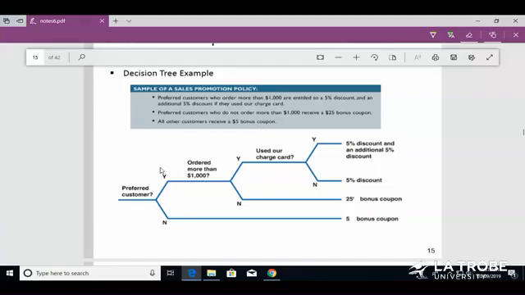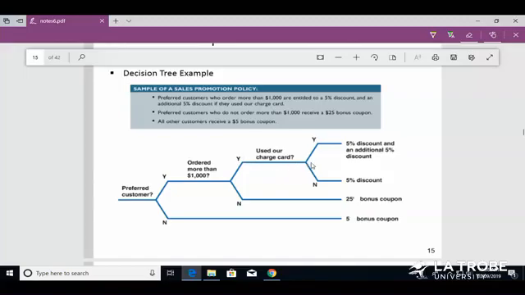If we said yes, go back to the first sentence. Preferred customer, yes, he's a preferred customer. Does the preferred customer order more than 1,000? Let's say no. Preferred customers who don't order more than 1,000 receive what? 25 bonus coupon. So he's a preferred customer, but he's not ordering more than 1,000, so he will receive just a 25 bonus coupon. What about if he is a preferred customer, and yes, he ordered more than 1,000.